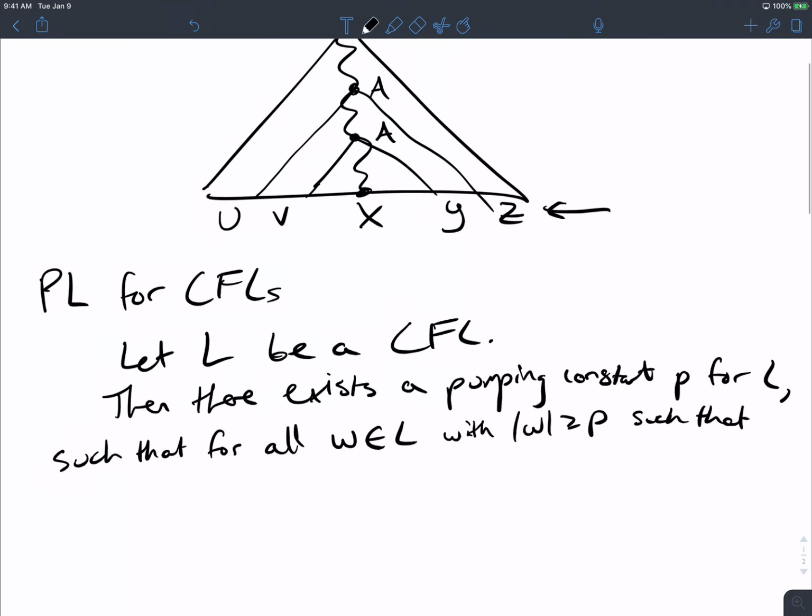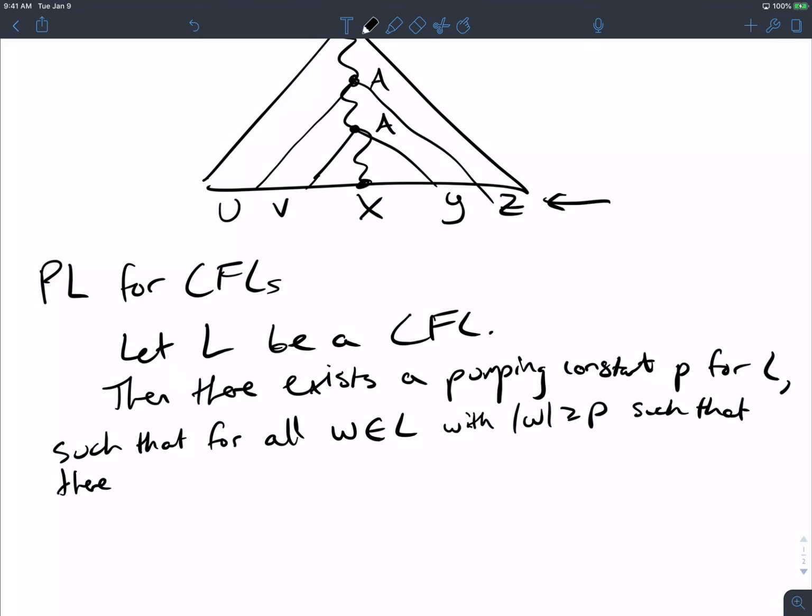Okay? So we only require that there exists a decomposition of W into UVXYZ. So remember, it exists here because if there exists one, then I can pump it as much as I want. But if I want to show that a language isn't context-free, then I got to show no decomposition works at all. Because if one works, then I can pump it as much as I want. Okay, does that make sense?